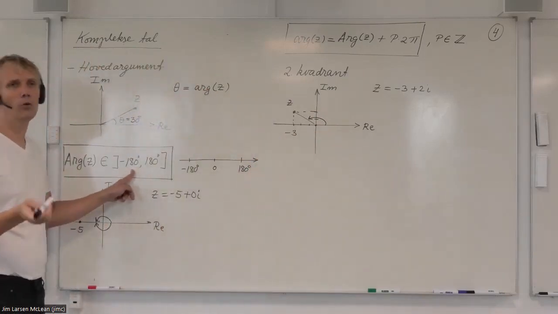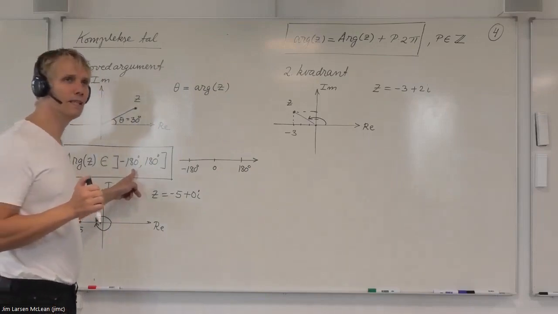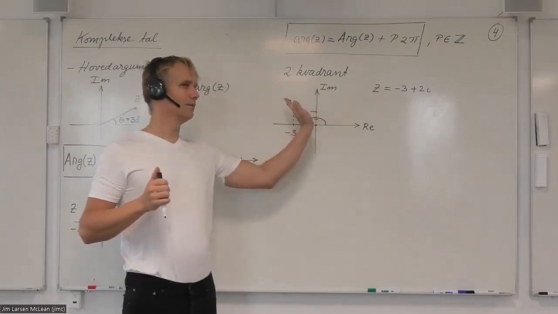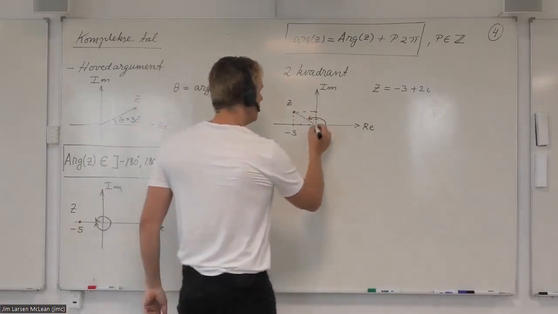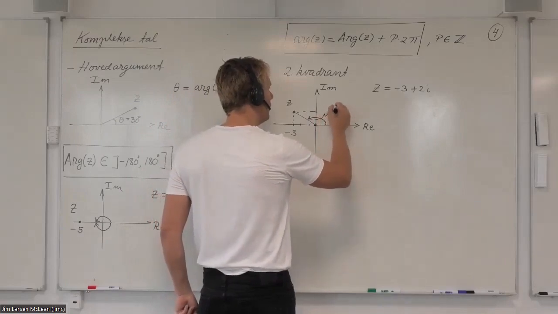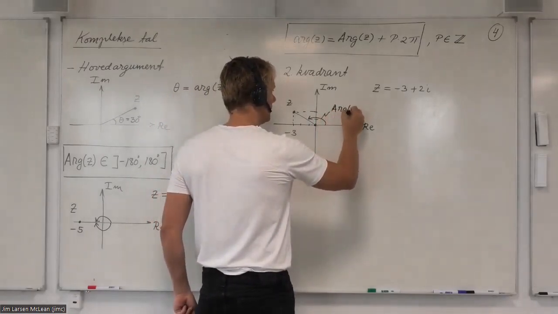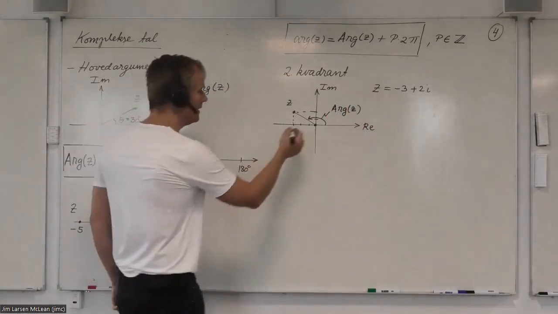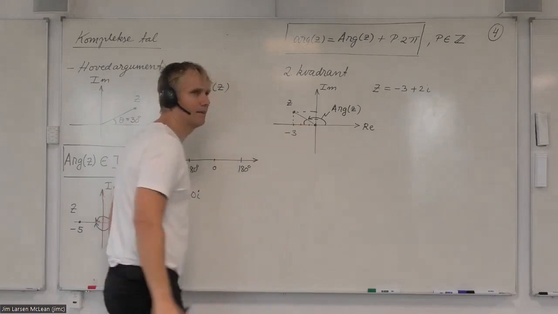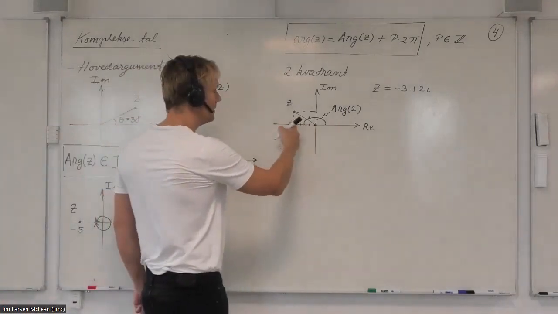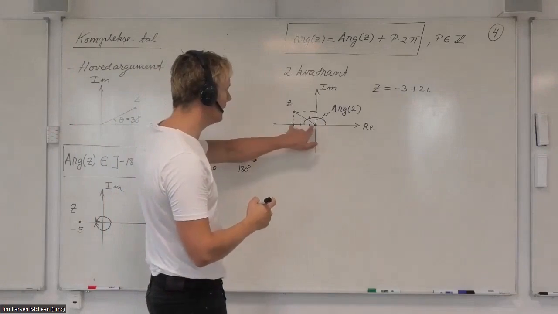But that doesn't make it worse. It's just not a principal argument. It's just as good at pointing to z, this angle here. So how could I find this angle now? This one, my principal argument for z. Well, I could just start by finding the one that's in here. So I just look at this triangle here and ask how far is it from here to here and from here to here?